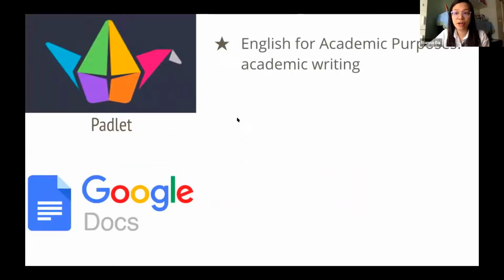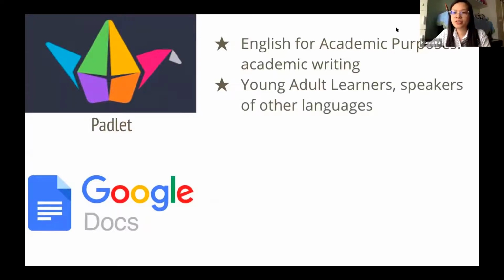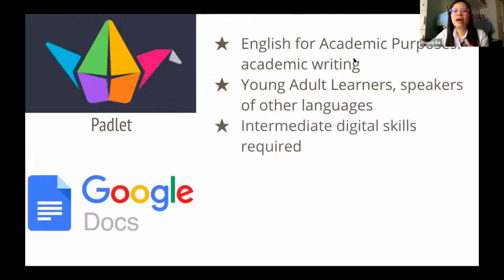Let me give you a bit of background of my teaching and learner profile. In English for Academic Purposes, I teach mainly academic writing, and my learners are mainly young adult learners who are speakers of other languages. They are from a variety of countries, nationalities and cultural backgrounds as well. They need intermediate digital skills, because they will need to use technology in my classroom.